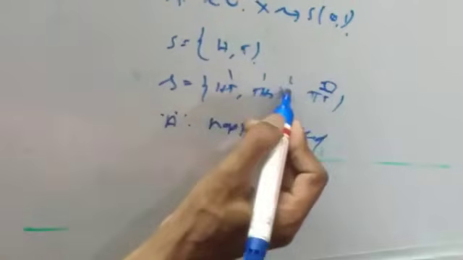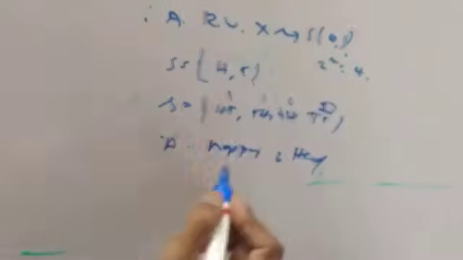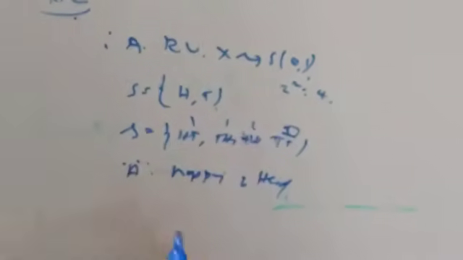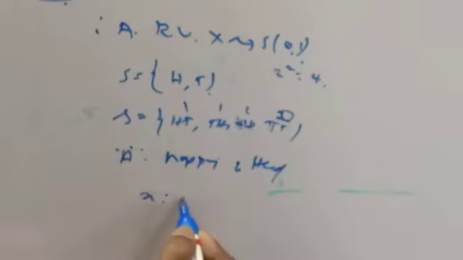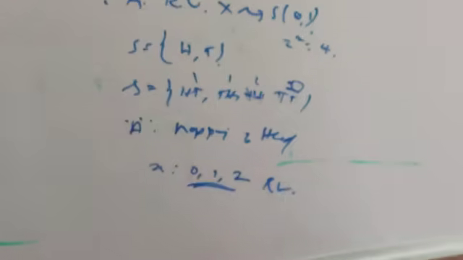You know that the possible outcomes are 2 to the power of 2, equal to 4. In those 4 possible outcomes, we have no head, one head, and both heads. So what are the real numbers, what are the random variables? 0, 1, 2. So this is called the random variable.